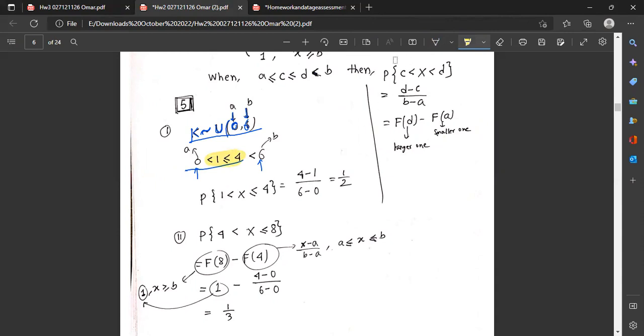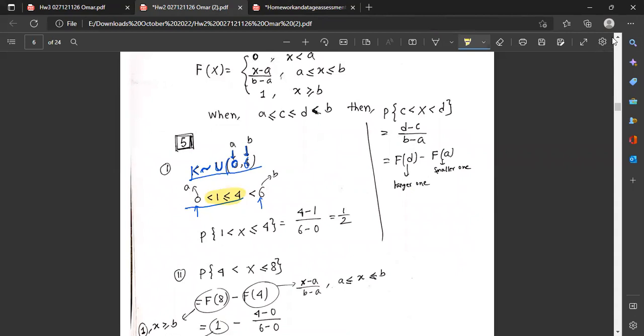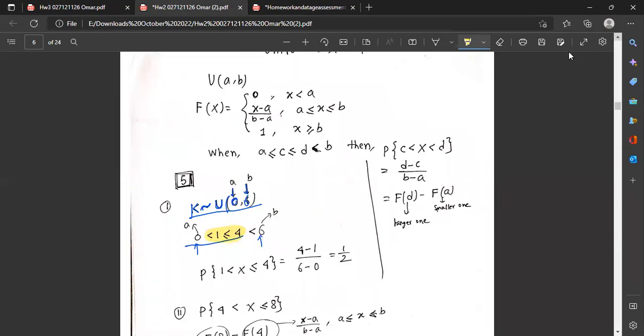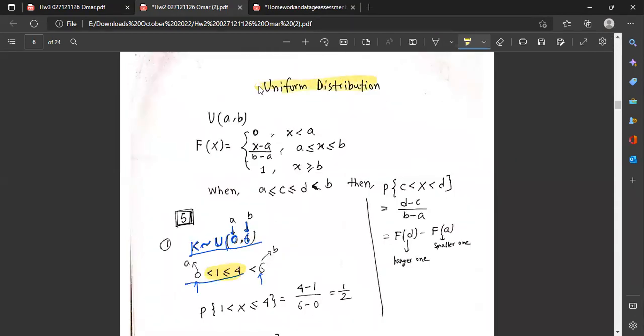And now you have to remember another formula. As you see here on the upside, it's the uniform distribution, okay?